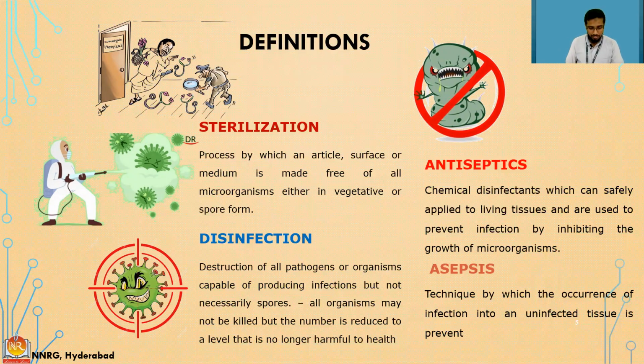And the next definition is disinfection. What is disinfection? Let us see. Destruction of all pathogens or organisms capable of producing infections, but not necessarily spores. All organisms may not be killed, but the number is reduced to a level that is no longer harmful to health. The best example we can take is the advertisement that we see for Dettol or any other soap. Before washing with a soap, what they see through the microscope is the presence of many germs. After washing, they'll be seeing only 2 or 3 germs present.